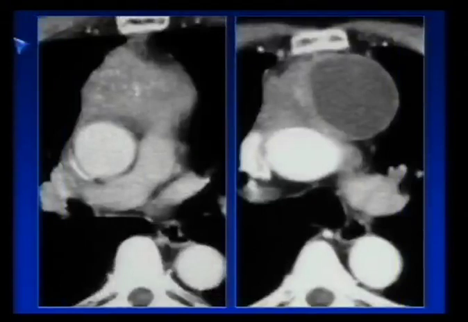How about this particular case? Look at this mass. It has calcification. It's heterogeneous. It has a cystic element. This is actually a thymoma as well. It turns out to have cystic elements.